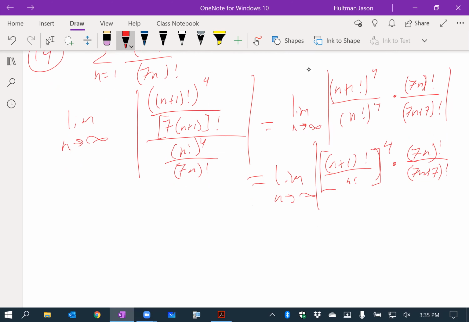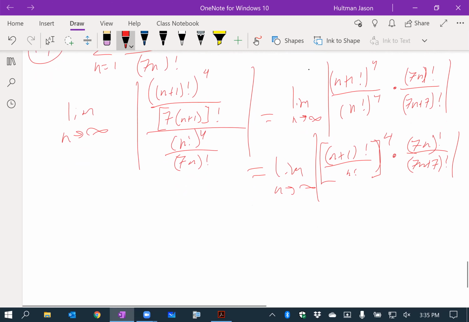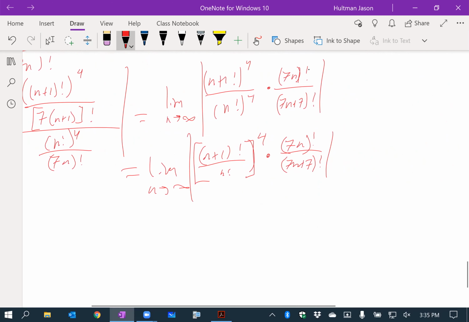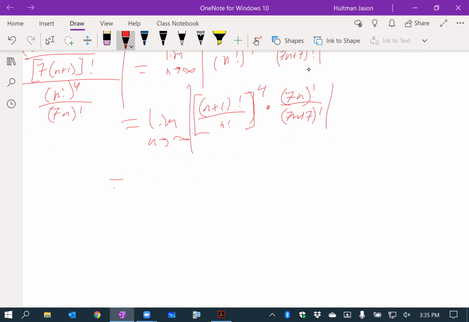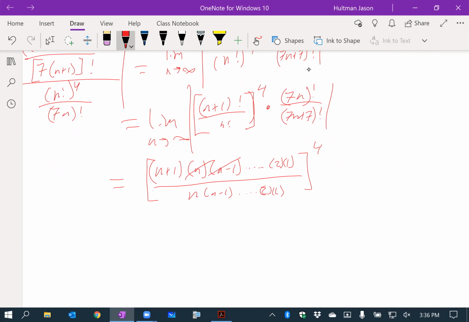Okay, let's deal with the first one here. This is going to be equal to n plus 1 times n minus 1, dot dot dot, 2, 1, all over n times n minus 1, dot dot dot, 2, 1, all of that raised to the fourth power. So this thing is going to get canceled.